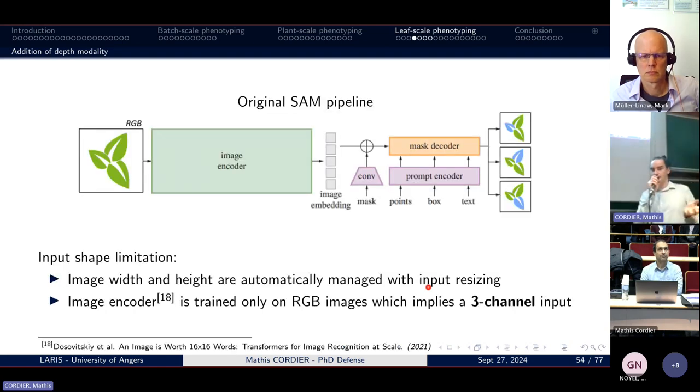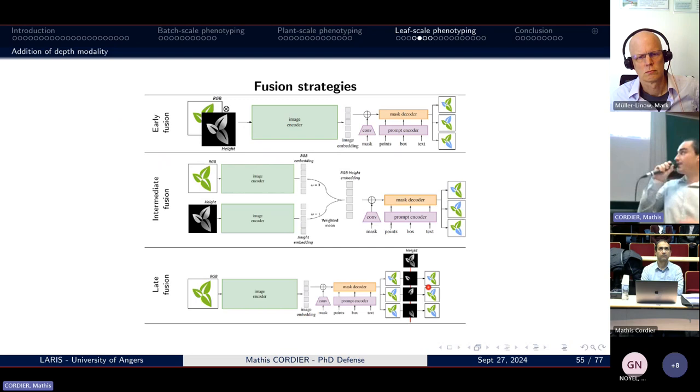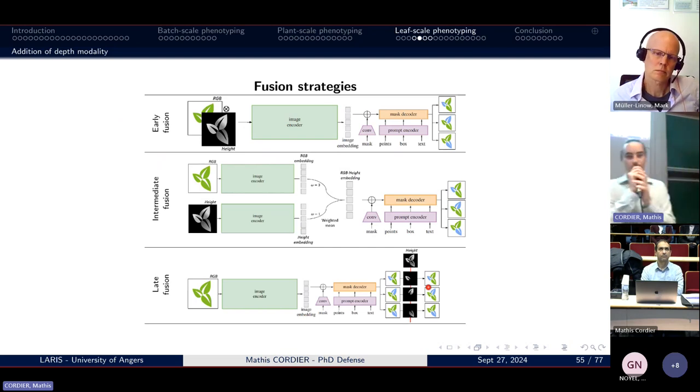So first, let's focus on the addition of the depth modality. Here we started from the original Segment Anything Model pipeline. And due to the use of such a model, we have some input shape limitation. The limitation is not on the level of width and height of the images, because they are automatically managed with input resizing as a preprocessing included in Segment Anything. But the limitation in shape is due to the fact that the image encoder is trained only on RGB images. And that implies that we need a three channel input for the Segment Anything Model. So that's why we propose different fusion strategies of RGB and depth modalities.